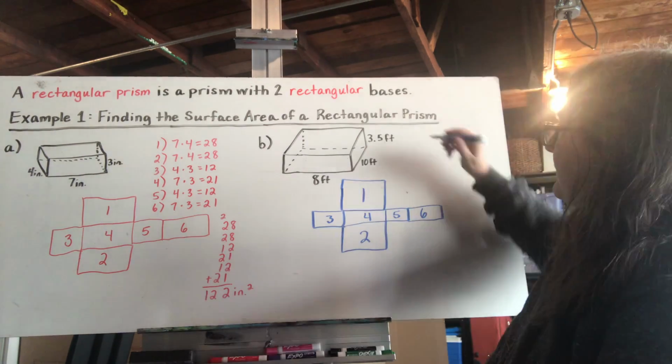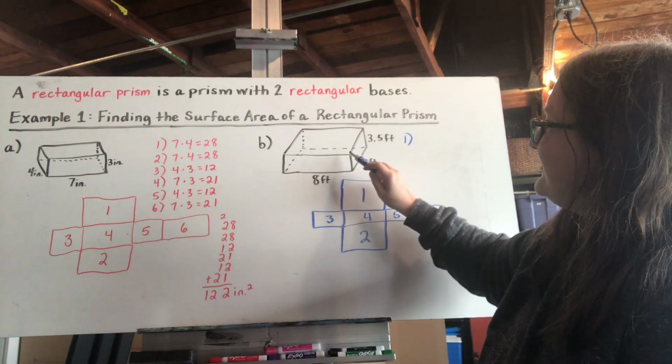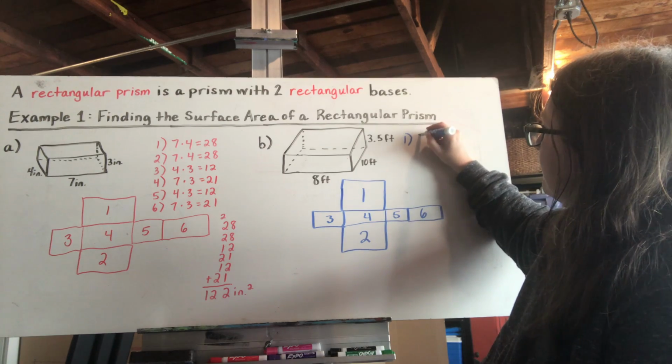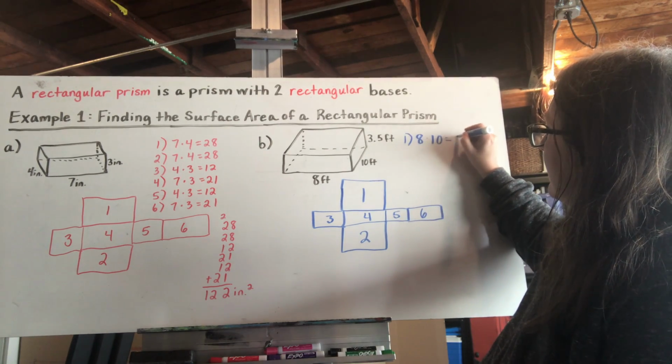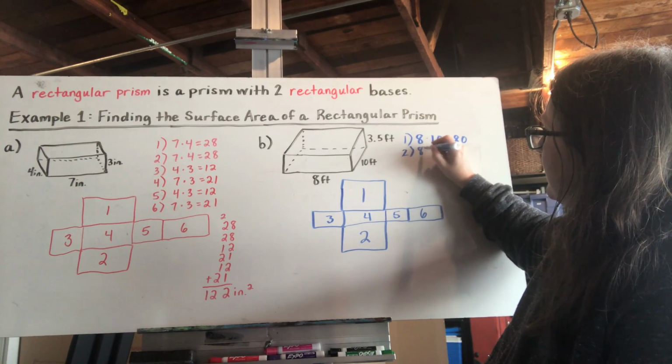Okay, so first I'm going to start with my top piece, which has a length and a width of 8 by 10. And side number 2, the bottom, is exactly the same, 8 by 10.